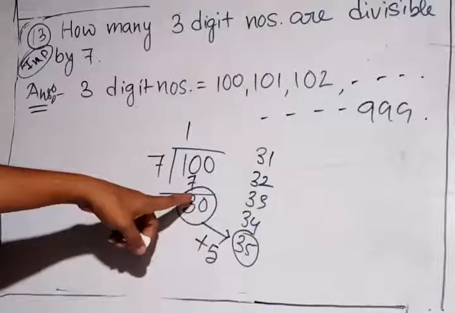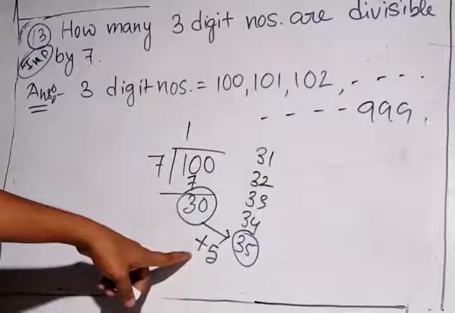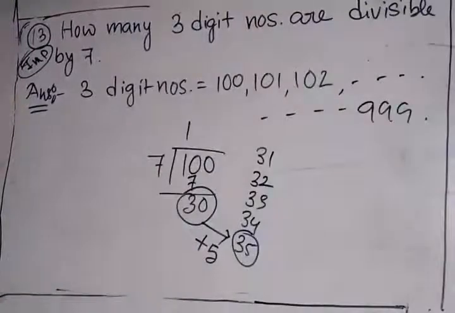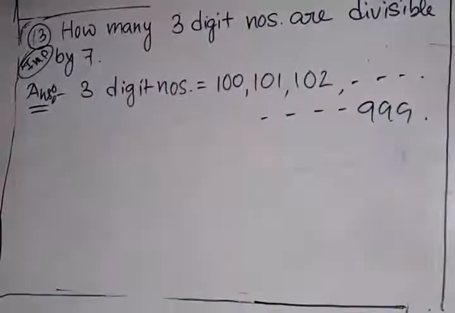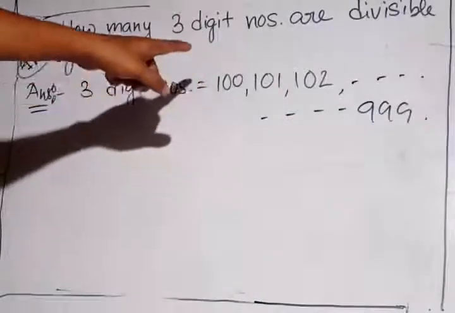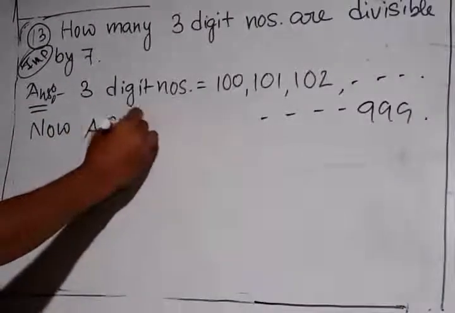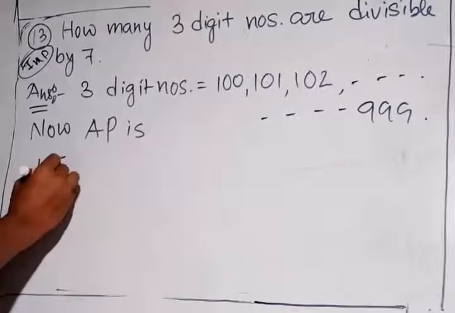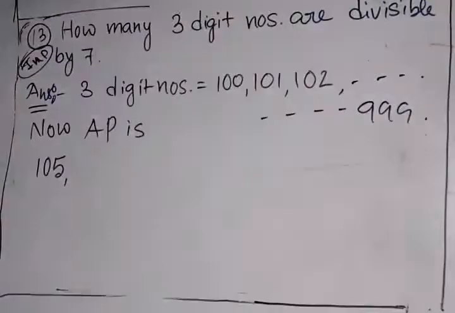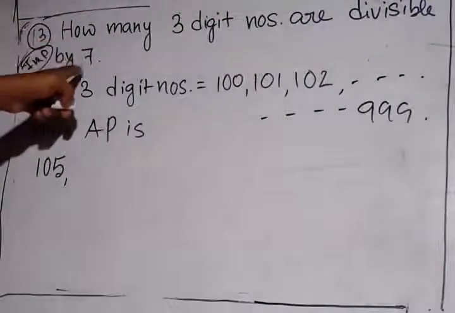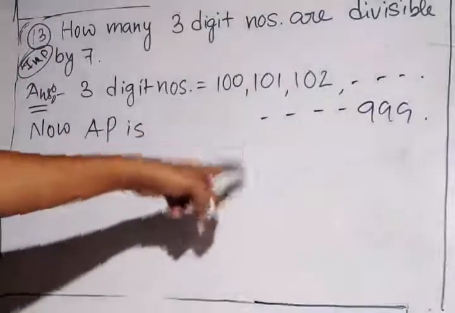So the first number which is divisible by 7 will be 100 plus 5. That means if you add 5 with your first 3-digit number 100, then your AP will start with 105. That means this is the first number which is divisible by 7. Now as it is divisible by 7, that means the common difference is 7.